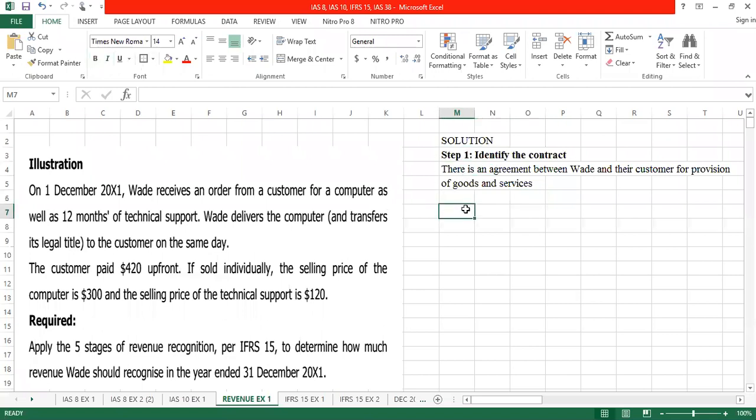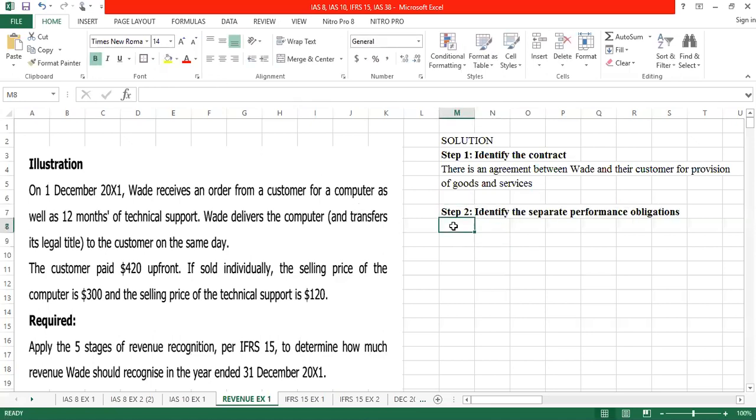So remember step 1, I've explained through an example there. Step 2, and this is how you'll be answering the question if you have been asked to recognize revenue. Even if you've not been asked for the steps, you must show the steps. Step 2, identify the separate performance obligations.